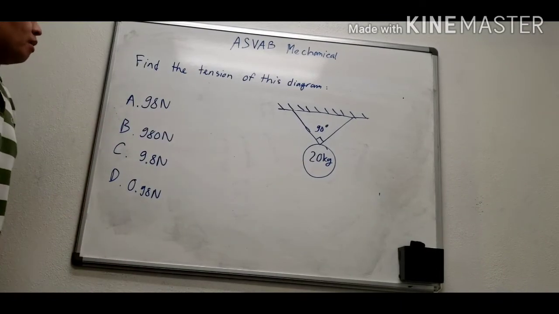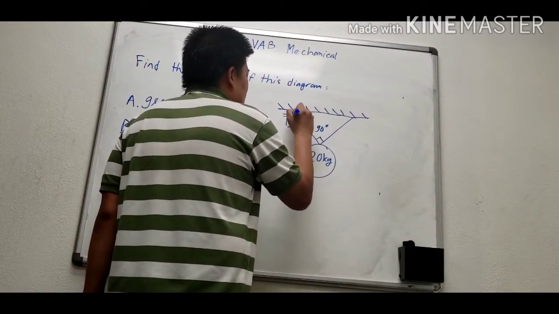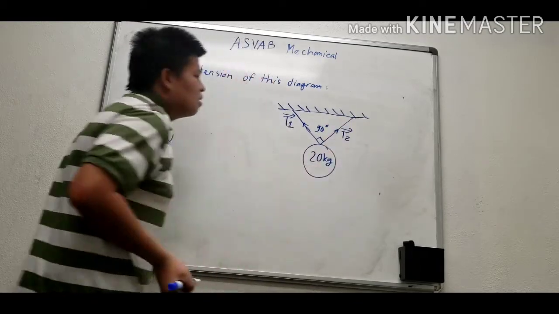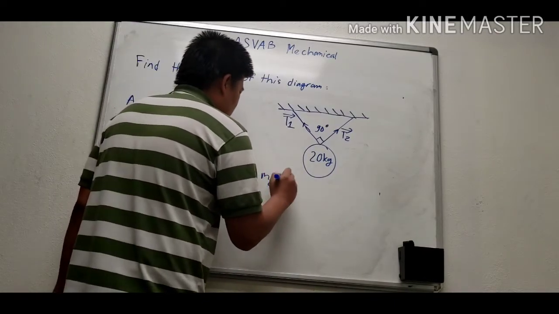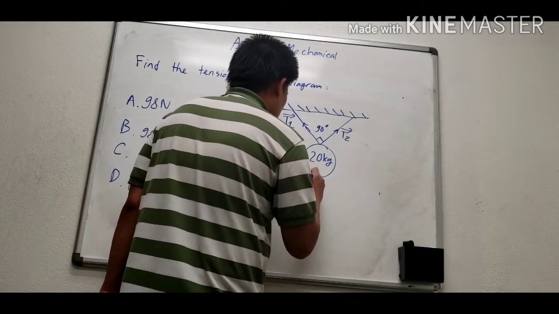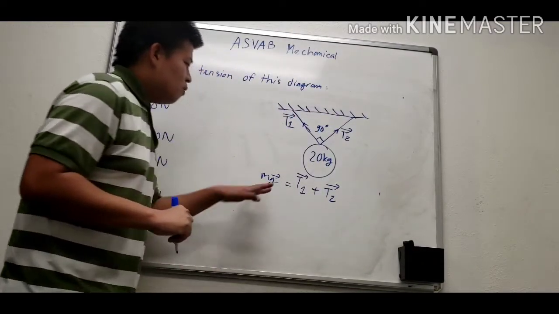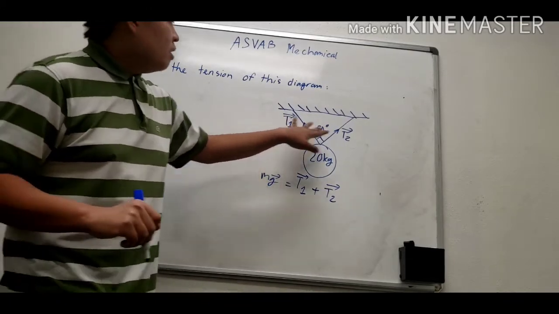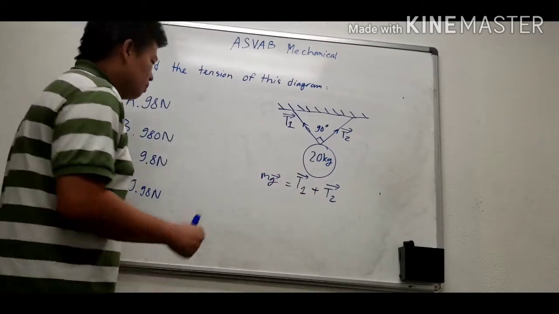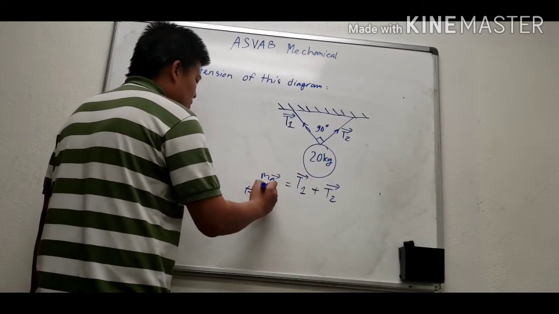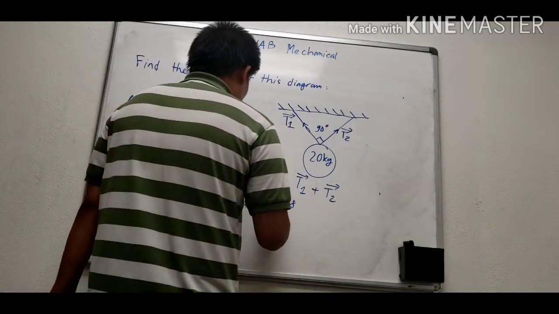Find the tension of this diagram. So we have two springs in here, T1 and T2. To find the tension of the spring in here, we have M times G equal to T1 and T2, because we use the vector, because the directions in here are the same direction. So we have the gravity equal to T1 plus T2. We have 20 kilograms in here. We multiply by 9.8, and we got about 196.